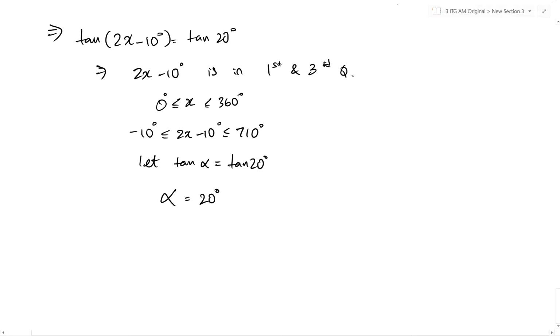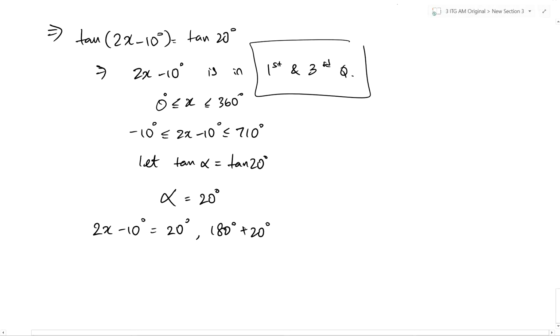Now that we know the basic angle, and I know that the angle is in the first and third quadrant, I can write now 2x minus 10 degrees is 20 degrees. That's in the first quadrant. Then in the third quadrant, what do I do with 20? 180 plus 20 degrees. Keep on checking whether it falls within your range.